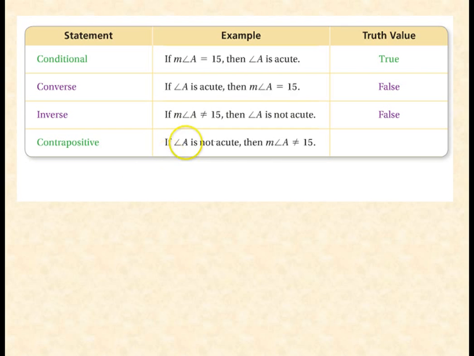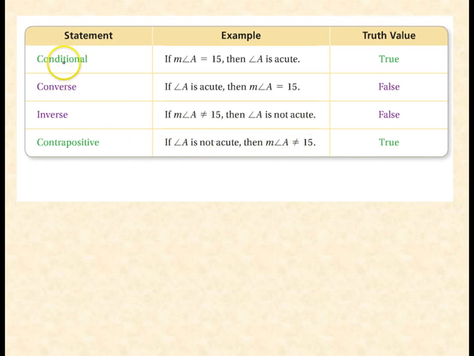How about the contrapositive? If angle A is not acute, then the measure of angle A is not 15. So if the angle is not acute, that means the measurement is 90 or more, right? From 90 up to 180. That means that it can't be 15 degrees. So this one's also true.